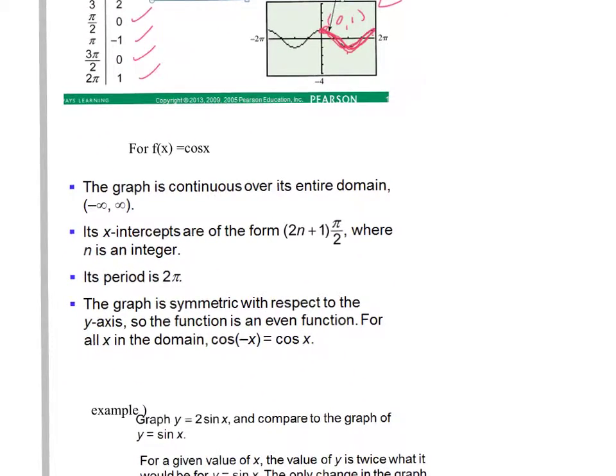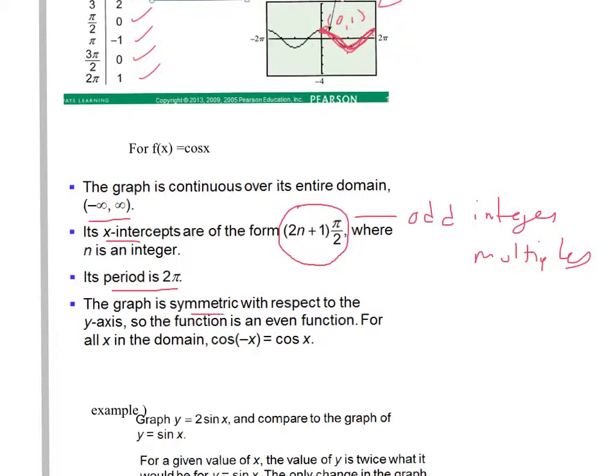by hand. Notice it's continuous over its entire domain. The x-intercepts are of the form (2n plus 1) times pi over 2, where n is an integer. That's odd integer multiples of pi over 2. So if you think about that, it's 1 pi over 2, 3 pi over 2, 5 pi over 2, etc. for the x-intercepts. The period is still 2 pi.